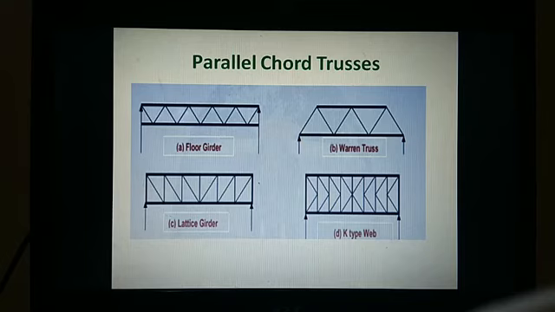So you can find a floor girder truss, Warren truss, lattice girder, K-type web. Here the difference is that the chords are parallel to each other, this one and this one. These are majorly used for bridges. Not only for bridges, even for launching gantry girders, these parallel chord trusses are used. The advantage of these parallel chord trusses is that they can accommodate more spans.